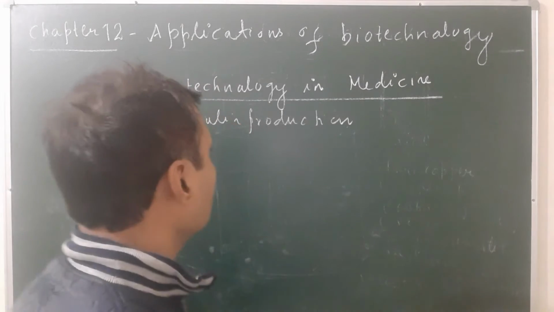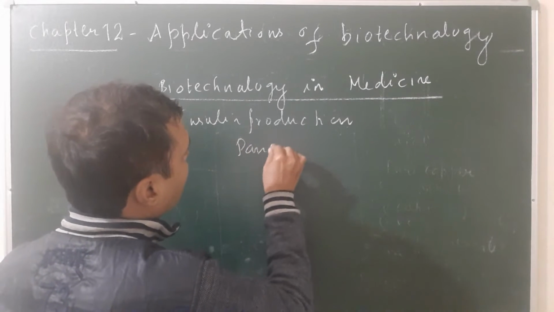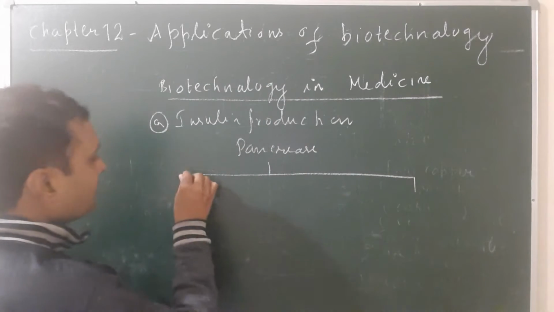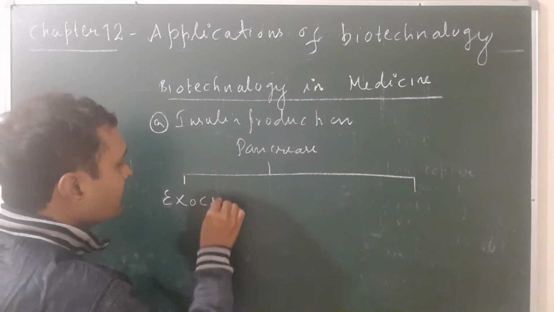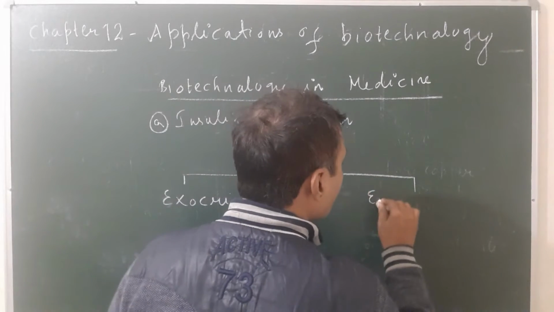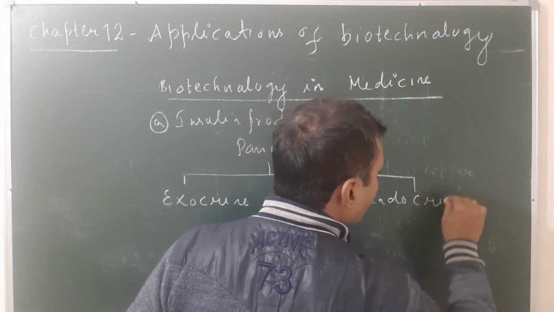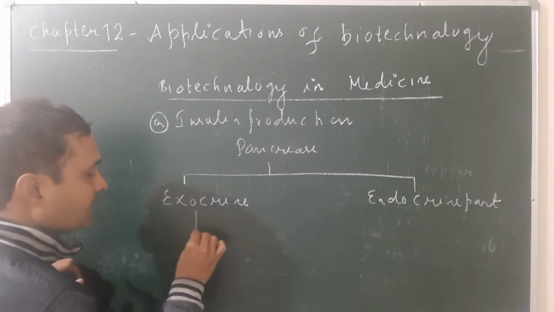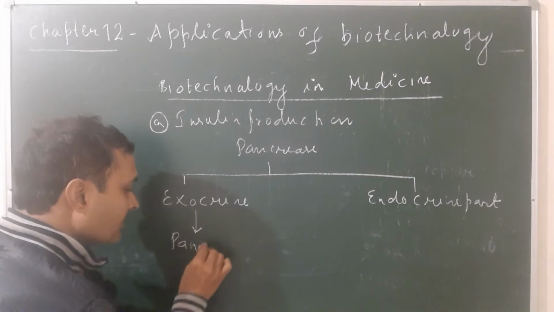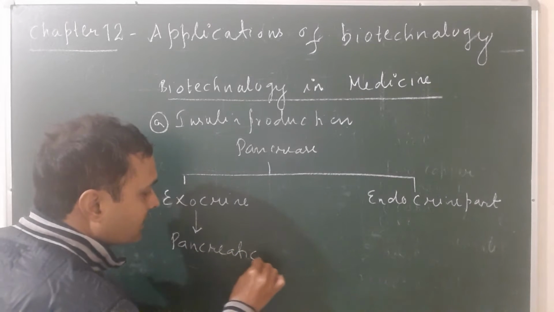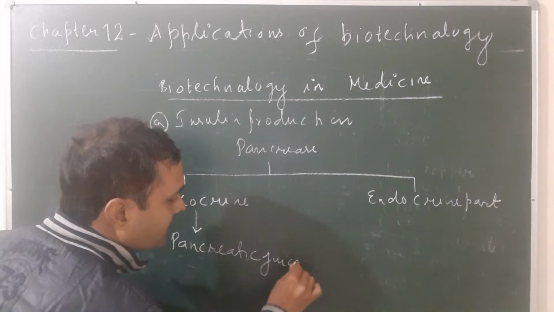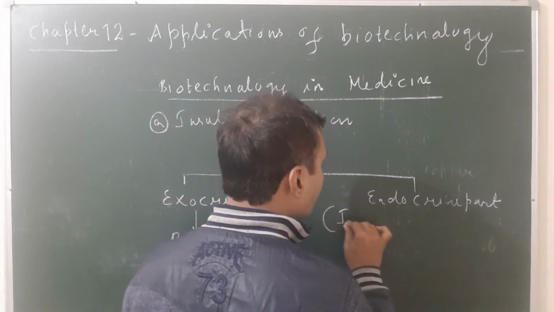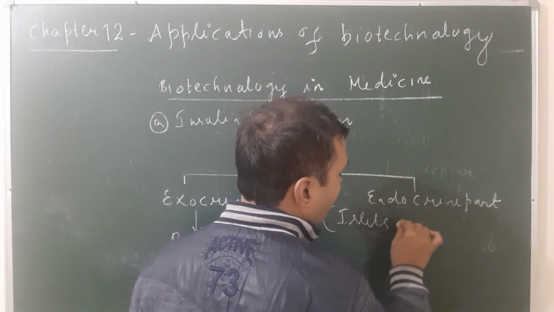When you look at the pancreas, you will find that it has two parts: the exocrine part and the endocrine part. The exocrine part of the pancreas secretes pancreatic juice, which helps in digestion of food. And the endocrine part of the pancreas is also known as the islets of Langerhans.